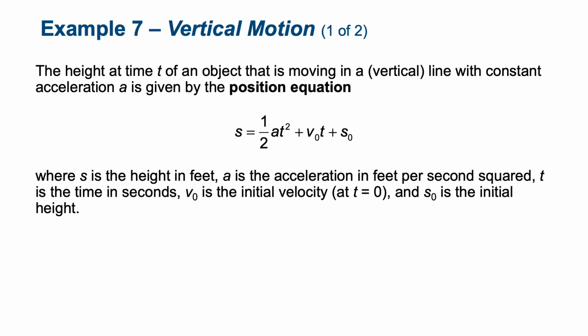So here we have this example, vertical motion. Let's say the height at time t of an object that's moving in a vertical line with constant acceleration a is given by this position equation, where s is equal to 1/2 a t squared plus v sub 0 t plus s sub 0, where s is the height in feet, a is the acceleration in feet per second squared, t is the time in seconds, v sub 0 is the initial velocity at t equal to 0, and s sub 0 is the initial height.